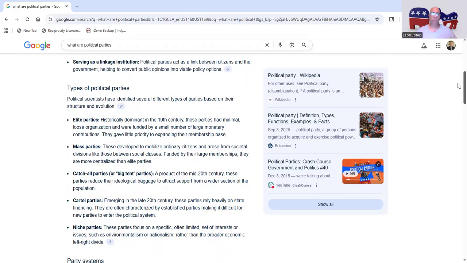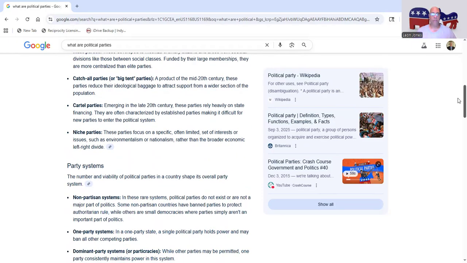Catch-all parties, or big tent parties, a product of the mid-20th century. These parties reduced their ideological baggage to attract support from a wider section of the population. Then you had the cartel parties emerging in the late 20th century. These parties rely heavily on state financing. They are often characterized by established parties making it difficult for new parties to enter the political system. And you have your niche parties. These parties focus on a specific, often limited set of interests or issues, such as environmentalism or nationalism, rather than the broader economic left-right divide.